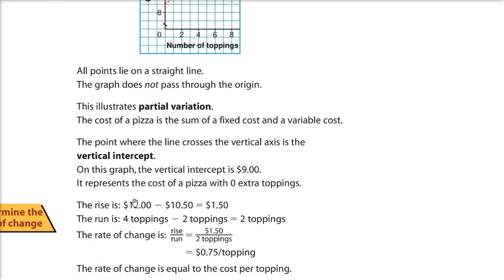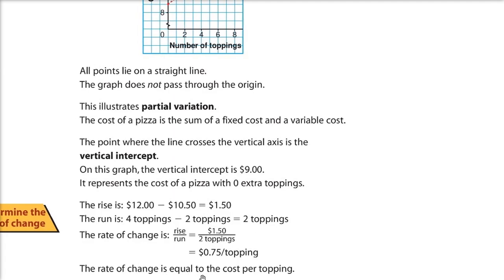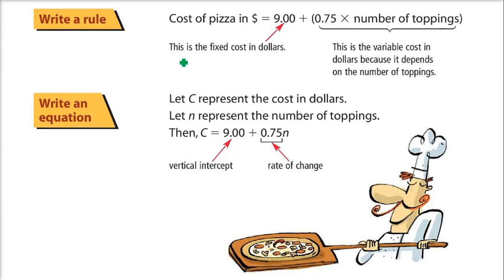So what is the rise? 12 minus 10.50, and the run is 4 toppings minus 2 toppings. So 1.50 by 2 will be the rate of change. This rate of change is equal to the cost per topping, which is 0.75 per topping. So the cost of pizza, as we just found out, is the basic cost plus the number of toppings multiplied by the cost per topping, and this goes on for various applied situations also.